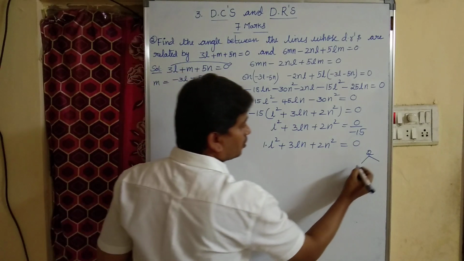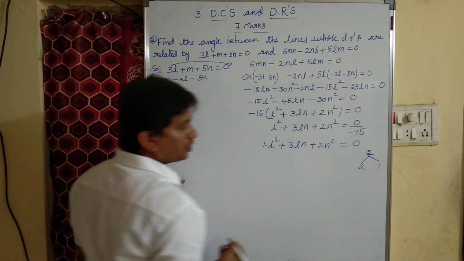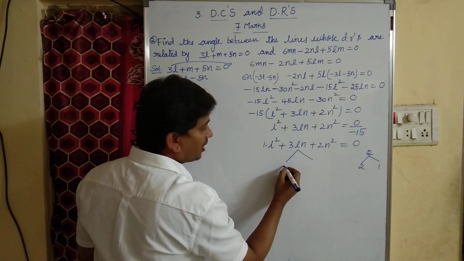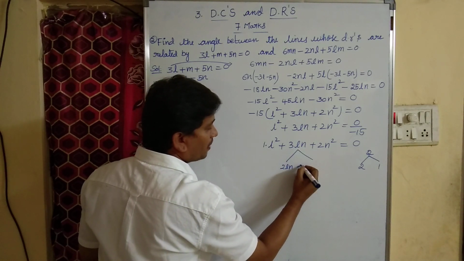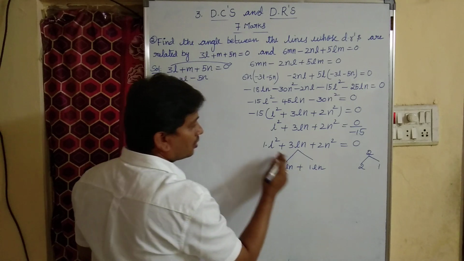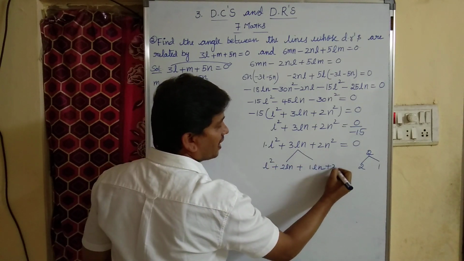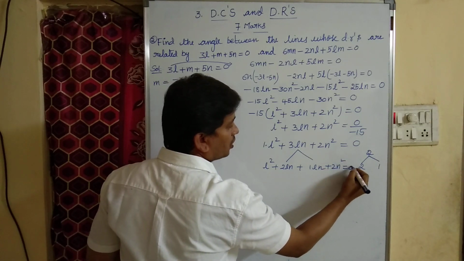What are the factors of 2? I mean 2 and 1 are 2. How can I write this 3 ln? I can write it as 2 ln plus 1 ln. And this l square as it is, and this 2n square as it is, which is equal to 0.